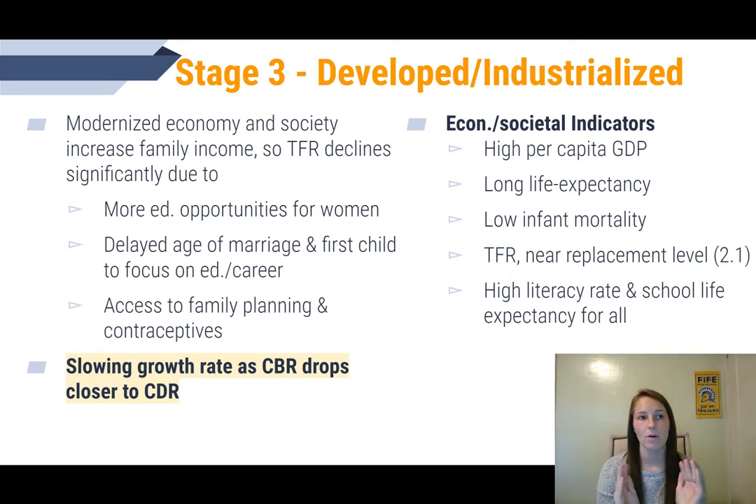And if we think about our pyramid diagrams, this is going to be the one where it starts to look a little bit like a house. It's kind of stable. And we are also going to see high literacy rates and school life expectancy for all in countries in this developed stage.